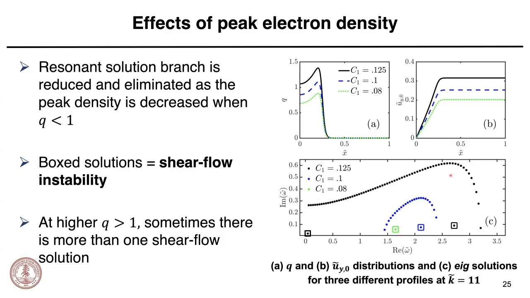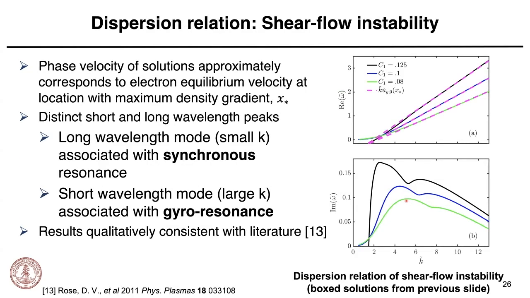And so now I'm just showing the results again, but for different input conditions, different variations in the electron density. As you can see, of course, from the eigenvalue solutions, when Q is less than 1, then you don't get this additional branch. And here in the boxes are the isolated solutions that the shooting method was able to get. So I'm just going to show for these isolated solutions what their dispersion relation looks like, and that way we'll be able to confirm that they are indeed associated with shear flow instability.